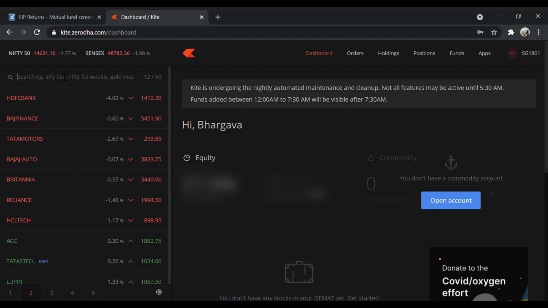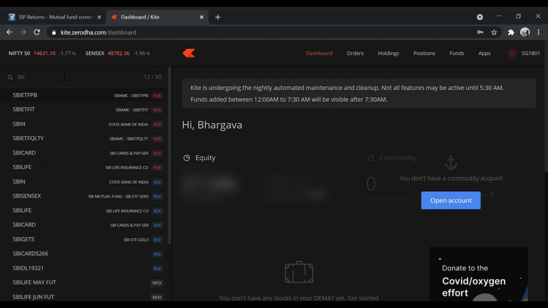You just go to the search bar, type any stock you're looking at, maybe SBI. So let's go to SBI. Now here you get around five options. The first option is you buy without looking at anything, or you sell, in the sense you short it, or if you already have a position you just sell the equity which you already have.